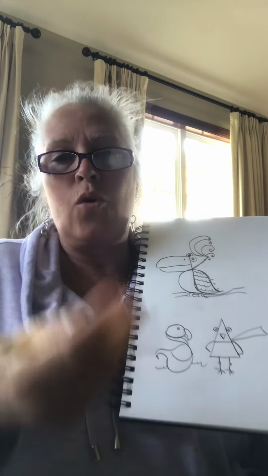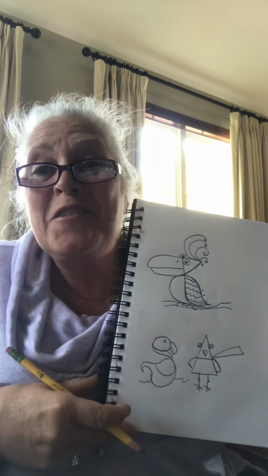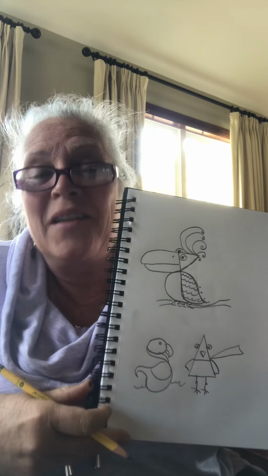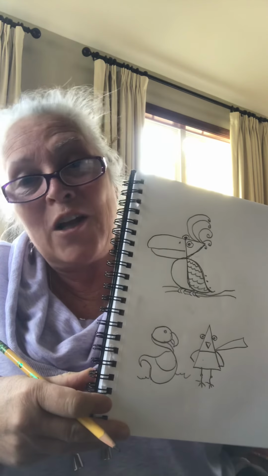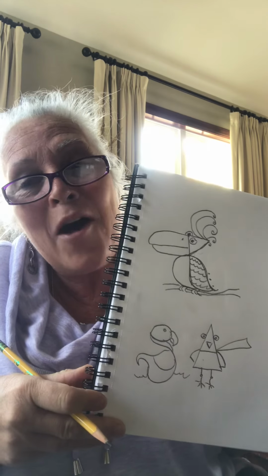Okay, so move through the alphabet and see how creative you can be. Share it with me if you can. You can take a photo and post it on Dojo. I'll be checking them out.